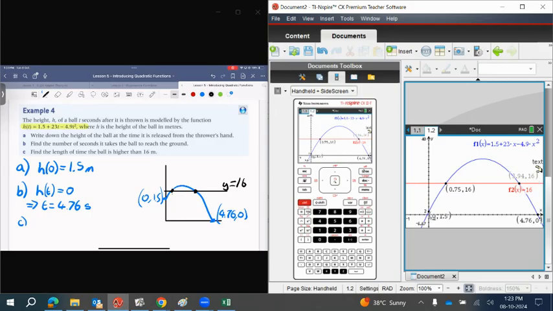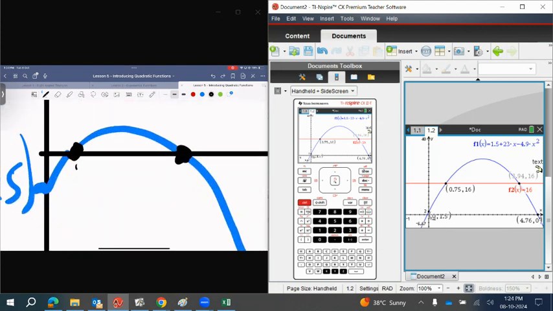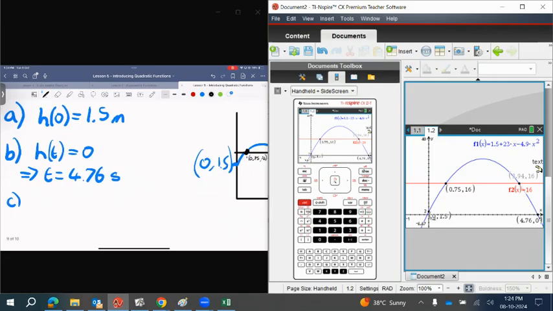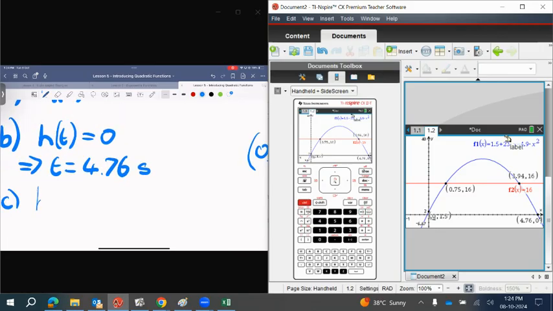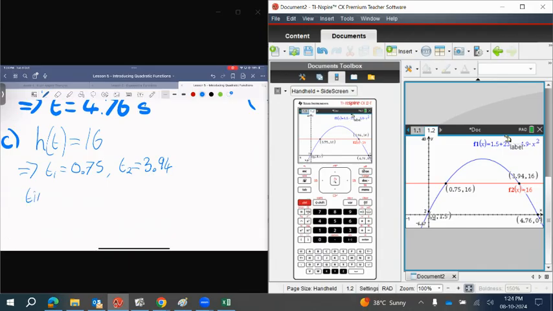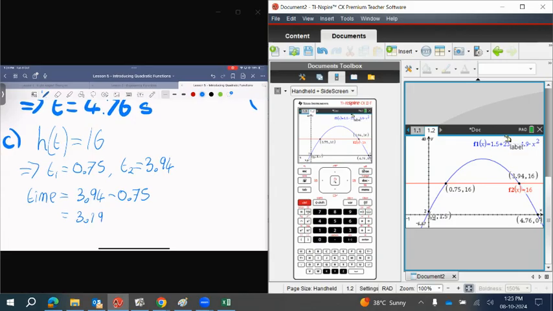So we get our 2 values here. Let me zoom in a little bit here. This one is at 3.94, 16. And this one is at 0.75, 16. So the method that I'm using here is I'm looking for when the function h of t is equal to 16. This gives me t1 is equal to 0.75 and t2 is equal to 3.94. So the time that it's above that is equal to 3.94 minus 0.75, which gives 3.19.